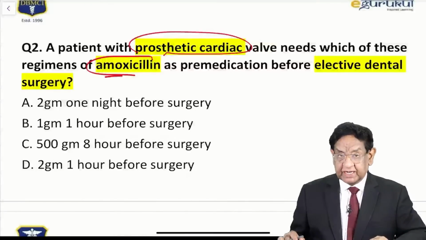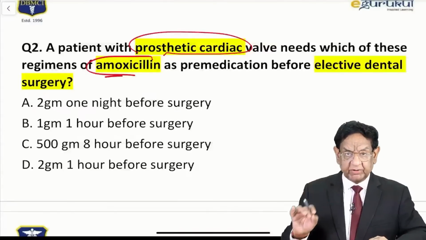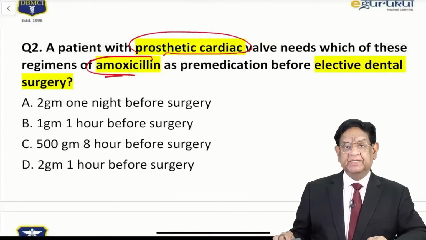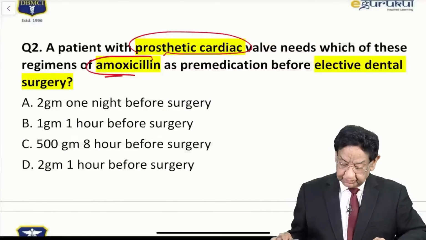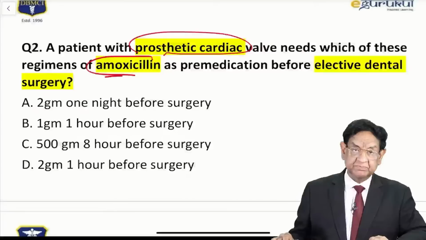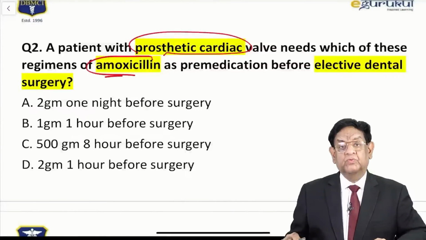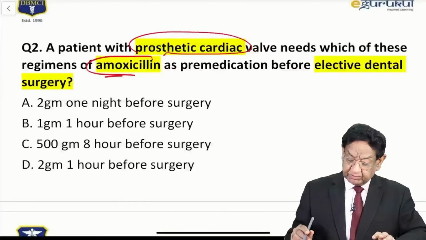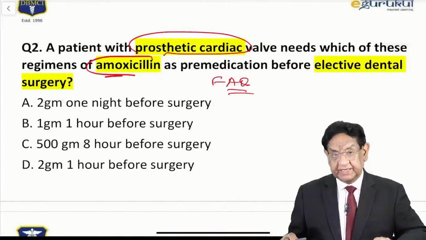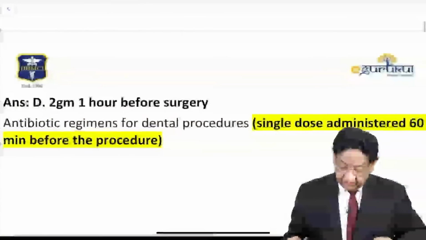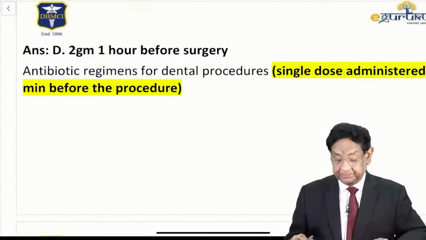What is your answer? You get 20 seconds to write down the answer. Just write down A, B, C, D in your copy, then you check it. You get 20 seconds to think of an answer. Which pre-medication will you give in this particular case? I'm sure it is one of the most frequently asked questions in NEET PG. The answer is 2 grams, 1 hour before the surgery.